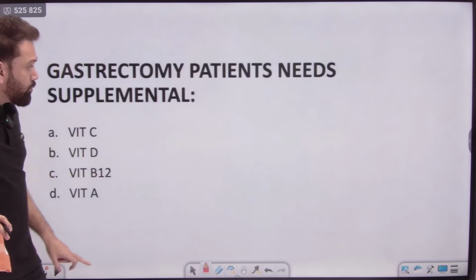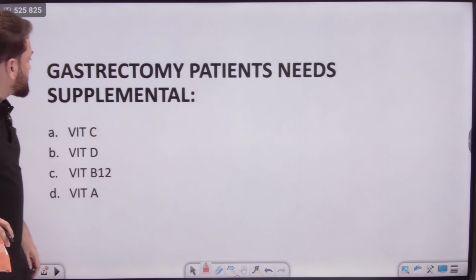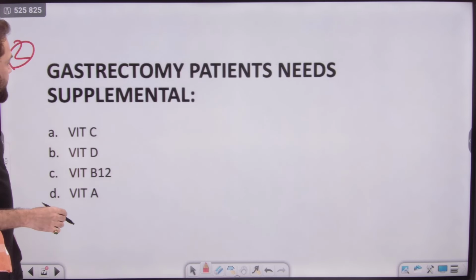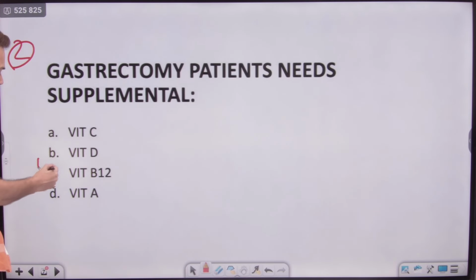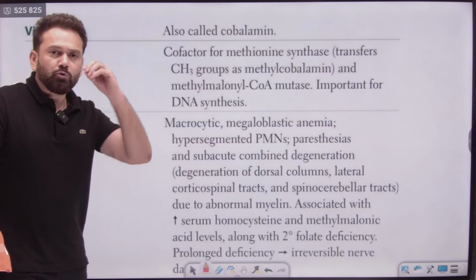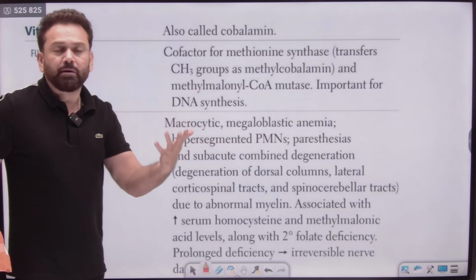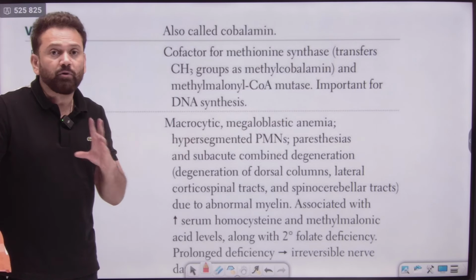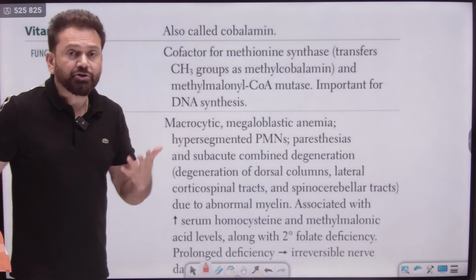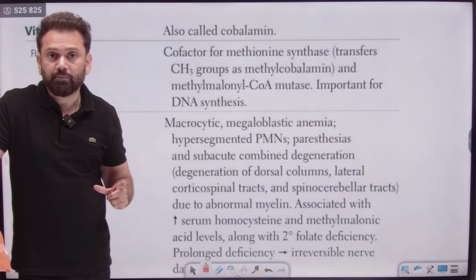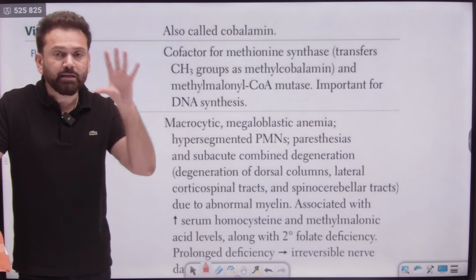I hope you will get more questions in your examination. Number 2 question is gastrectomy. The patient needs supplemental, so it's a very simple question, vitamin B12. But the point to be highlighted here is that if you look carefully in your past paper, 5-year paper, last year there were 2 questions from vitamin B12, and there are further more questions from vitamins. So vitamins are a very important area for your exam. So you must know everything in a single page.